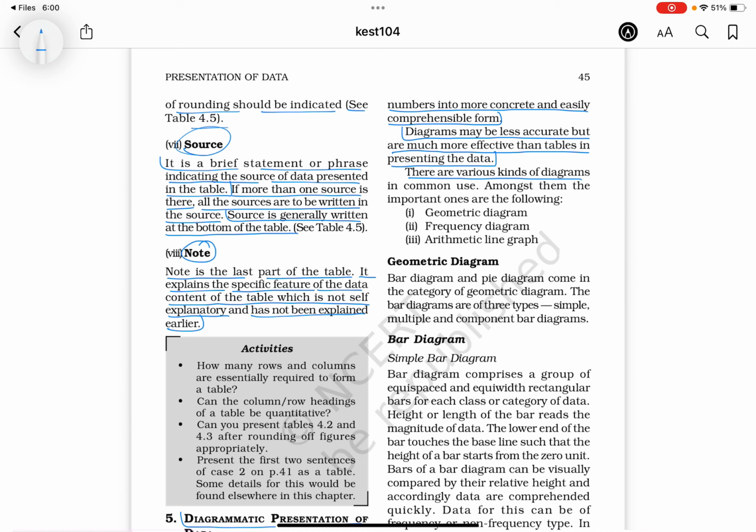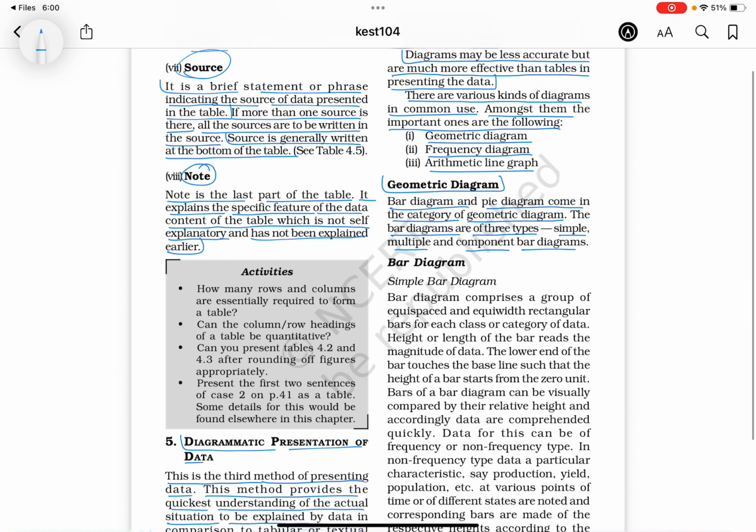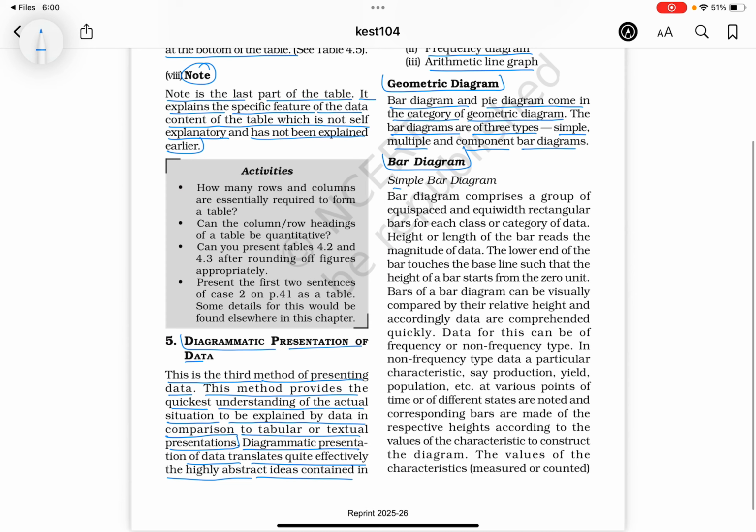There are various kinds of diagrams in common use. Amongst them, the important ones are the following: geometric diagram, frequency diagram, arithmetic line graph. Bar diagram and pie diagram come in the category of geometric diagram. The bar diagrams are of three types: simple, multiple, and component bar diagrams. Now, bar diagrams, the simple bar diagram.